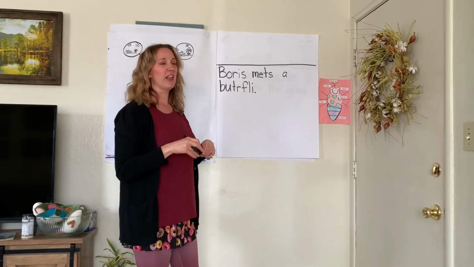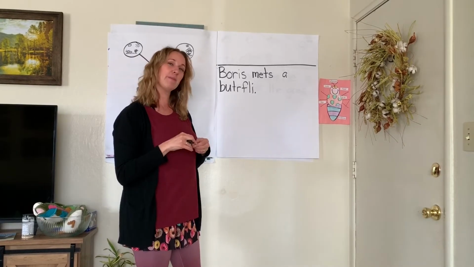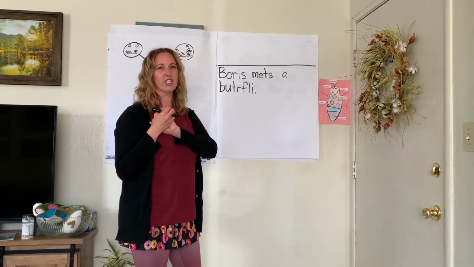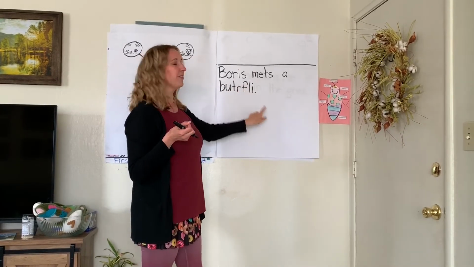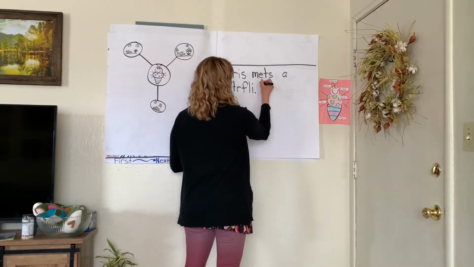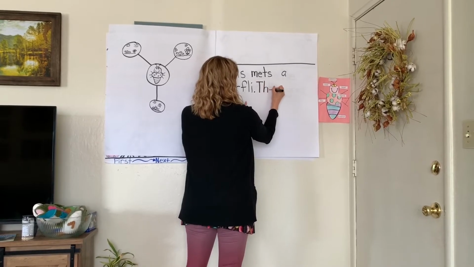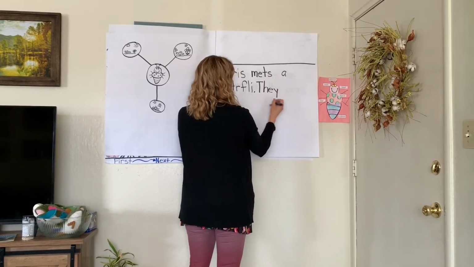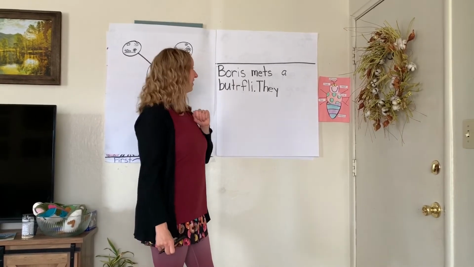Boris meets a butterfly. Now that could be all I put in the middle of my story, but I think I'm gonna add a little more information, a little more detail. So Boris meets a butterfly and they become friends. So I'm gonna write they, and you can start right after the period. Don't forget, you don't need any finger spaces or to start on a new line. You can start right after the period, okay?